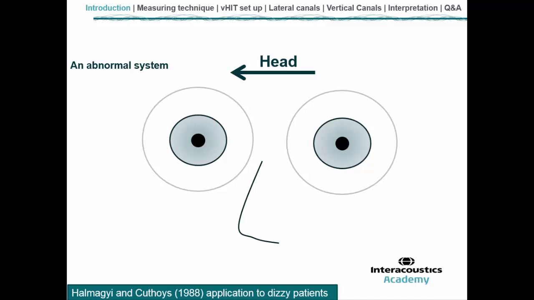What we could also see with this catch-up saccade was that it was clearly visible to us. It was quite easy to see that this woman could not maintain her vision on the target during leftward head impulses, and she made the catch-up saccade. Because it's clearly visible, we call this an overt saccade. An overt saccade is where the catch-up saccade occurs when the head has stopped moving.